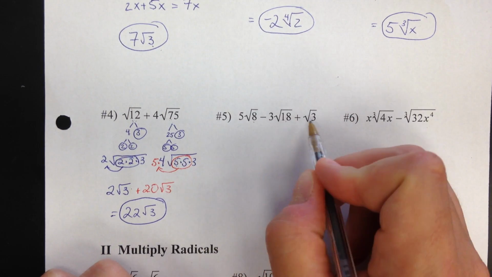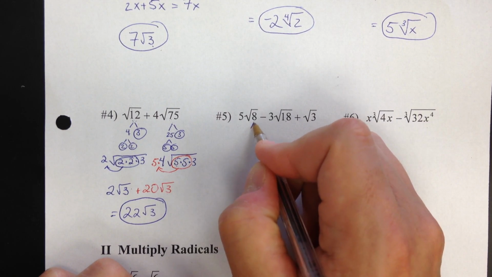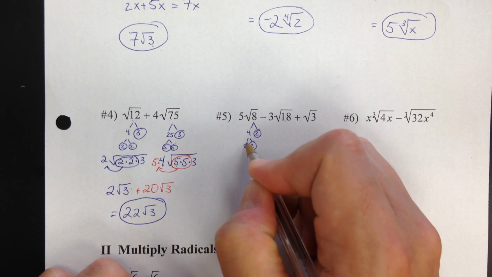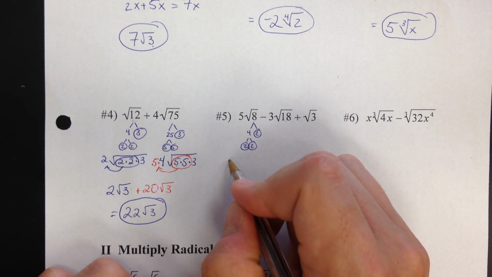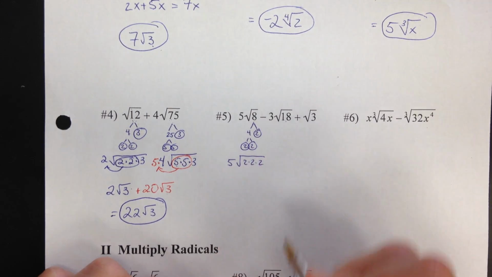Square root of 8, square root of 18, square root of 3. So let's see if we can simplify this. Square root of 8, that's 4 times 2. And then 4 is 2 times 2. So we've got 5 square root 2 times 2 times 2.